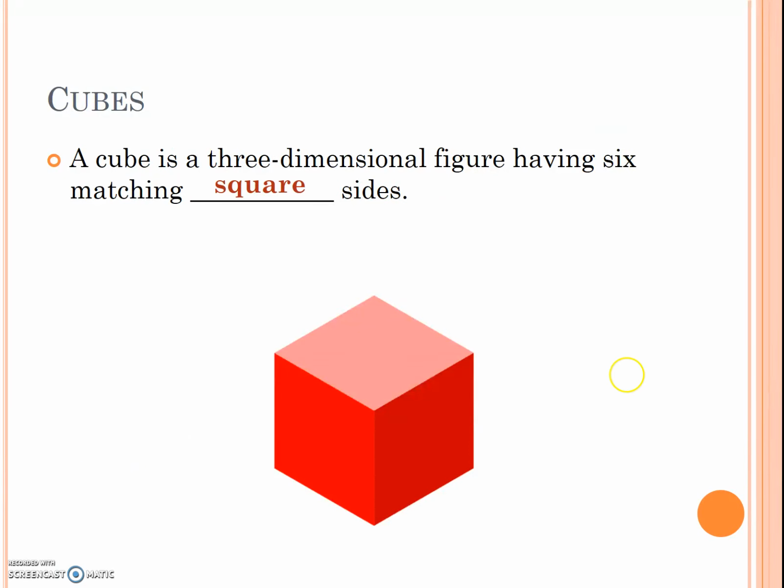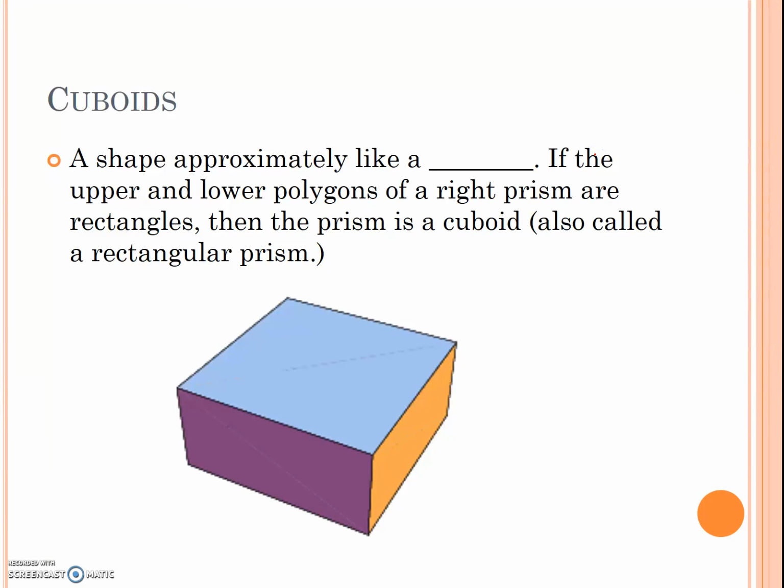All right, let's talk about cubes and cuboids. A cube is a three-dimensional figure having 6 matching square sides. So the big key with cubes is that all of the sides are the same length. You guys all know what a cube is, so I'm not going to spend any time there. A cuboid, though, is a shape approximately like a cube. If the upper and lower polygons of a right prism are rectangles, then the prism is a cuboid, also called a rectangular prism. Don't get caught up in that mathy definition. Basically, for something to be a cuboid, it means that the edges are not all going to be the same length. It's going to look like a cube, but the edges might be different lengths.